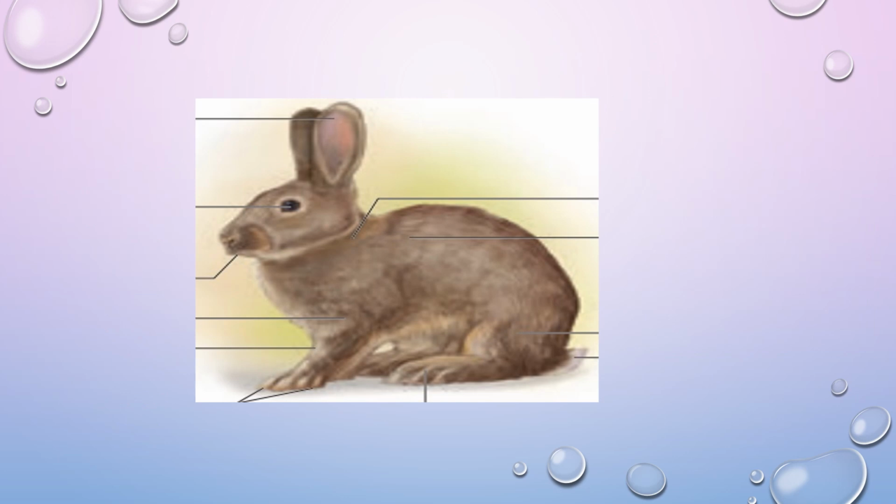Now we are going to see the external morphology of rabbit in detail. First one, shape, size and coloration. The body is elongated and cylindrical, somewhat lengthy. Male and female rabbits are the same in size. They grow to about 45 centimeters in body length.